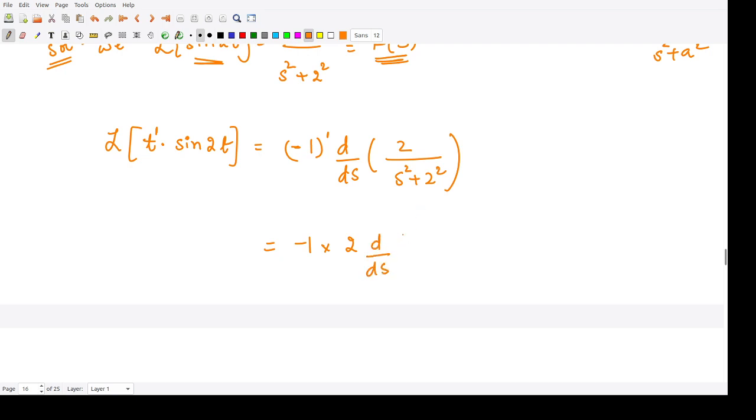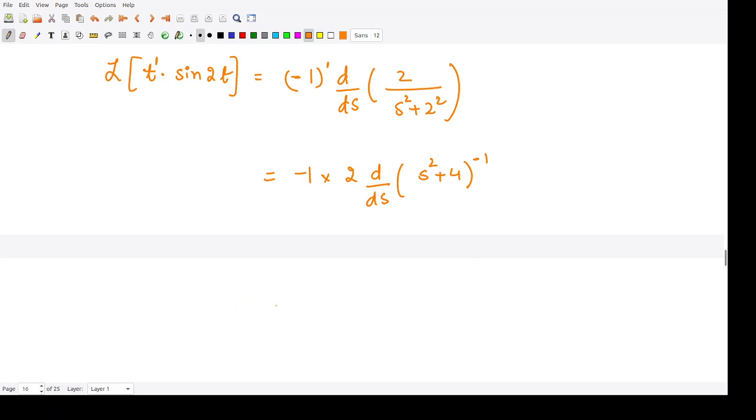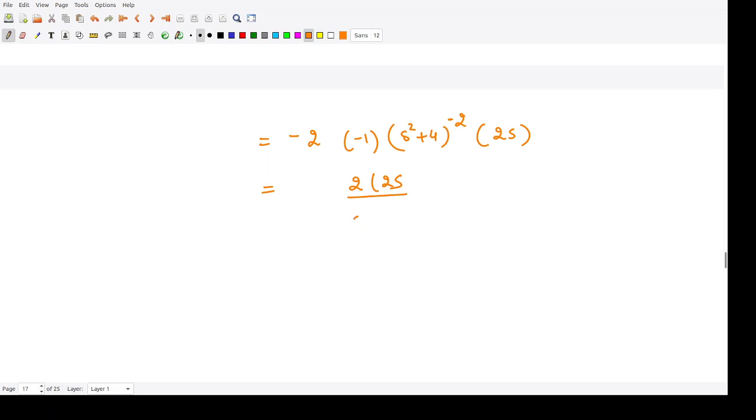What is the derivative of s square plus 4 raised to power minus 1? I have to perform the derivative. It would be minus 1 times s square plus 4 raised to power minus 2, and then according to chain rule the derivative of this term would be 2s. So finally I would have 2 into 2s divided by s square plus 4 raised to power 2. So I have 4s divided by s square plus 4 raised to power 2. So this is the final answer.